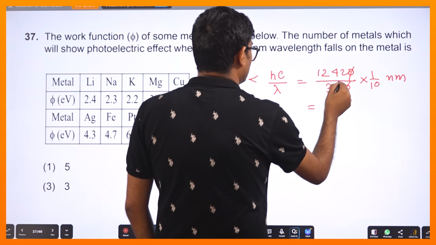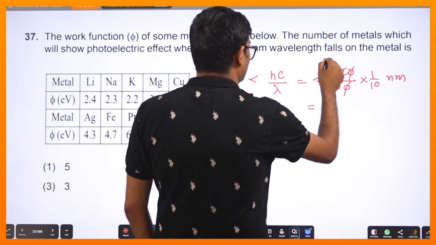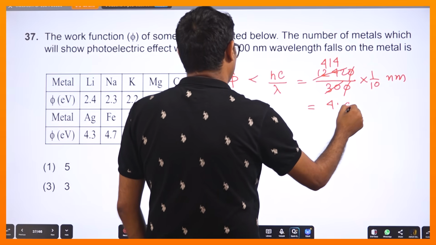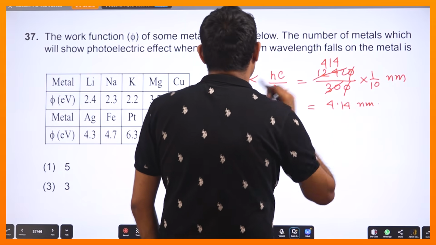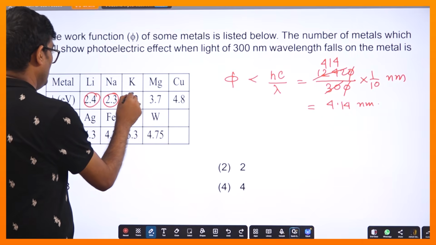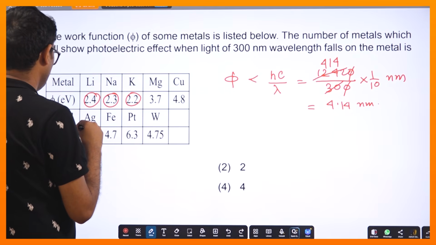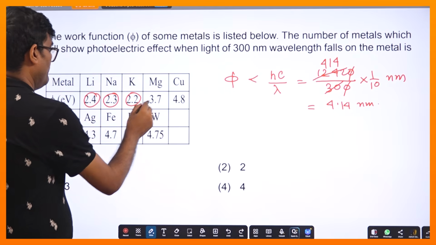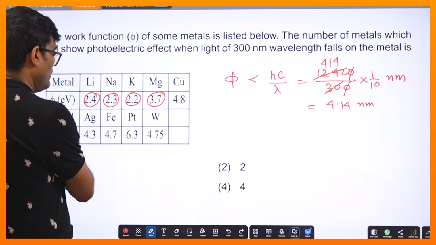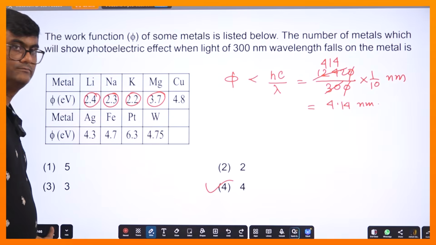So it's near about, you can see, 4.14. It's something like 4.14 eV. Right, so if the work function is less than that, so 1, 2, 3, 4. I think option 4 is the correct choice for this question.